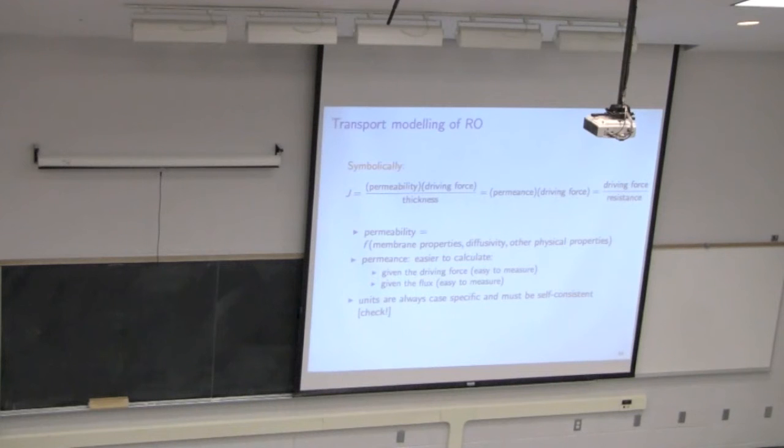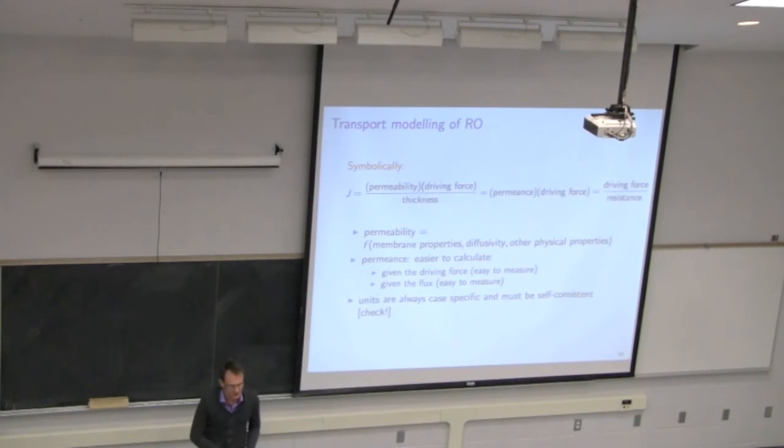That's probably the more standard way we've seen it up to now in this course and in your prior courses: driving force divided by resistance. But the inverse of resistance is called permeance in the membrane world, a term that's commonly used. And permeance is very easy to calculate. If you're given the driving force, which is easy to measure, the differential pressure or differential osmotic pressure, and you're given the flux, again easy to measure, you can back calculate what the permeance is.